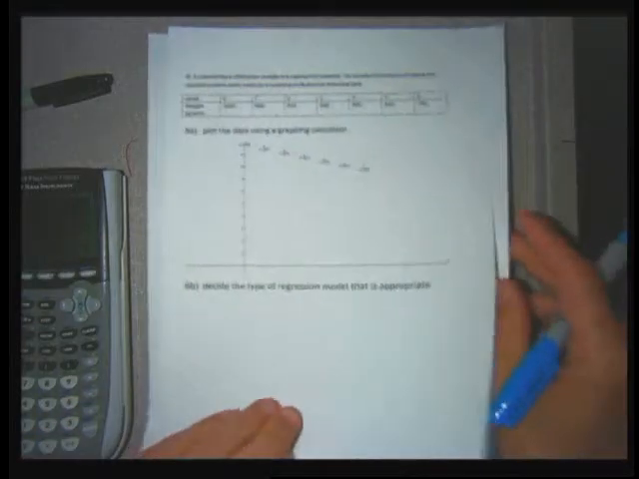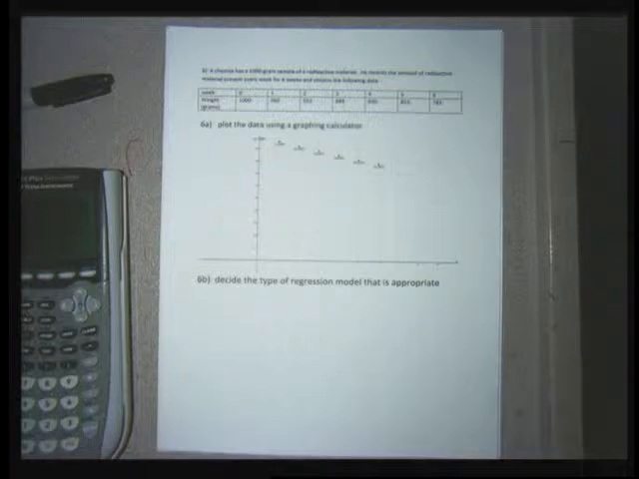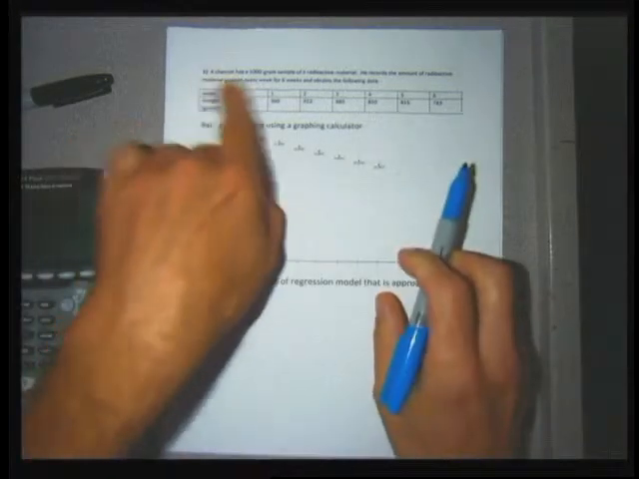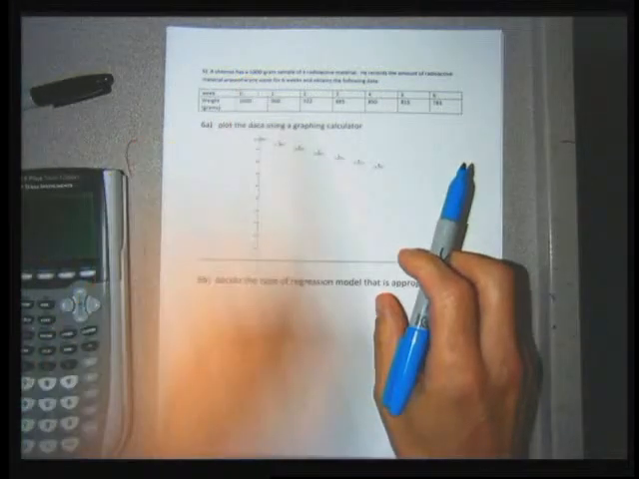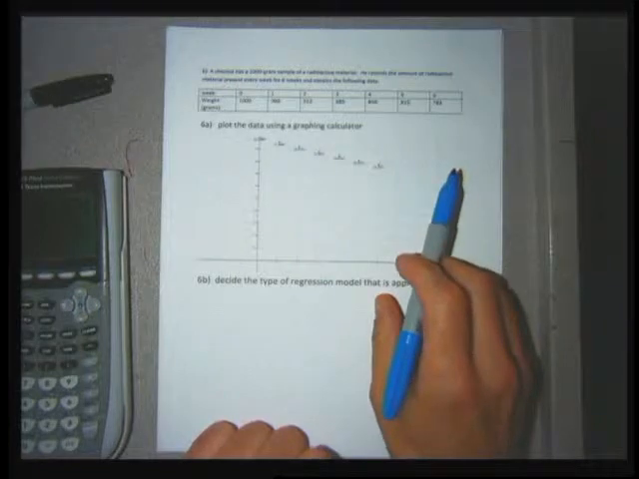When I plotted the data for 6, it looks so linear that it seems like a line would be appropriate. I'm going to plot this data using our calculator, talk about the data, why it's not linear. So it says a chemist has a 1,000-gram sample of a radioactive material. He records the amount of radioactive material every week for 6 weeks.